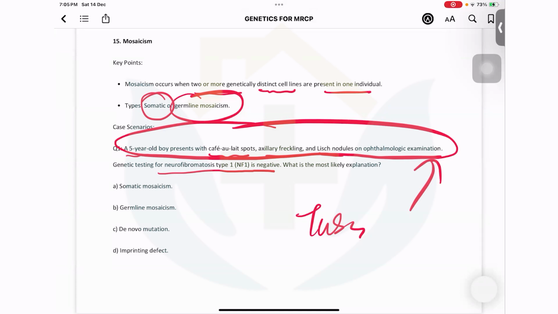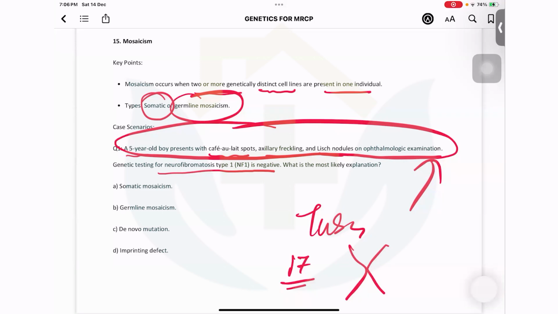Yes. What does it mean in layman's terms? It means that the cells that I took for investigation did not have the NF1 gene, but that doesn't mean there are no cells present which have it. So the NF1 gene is present on which chromosome? 17. So it is chromosome number 17.